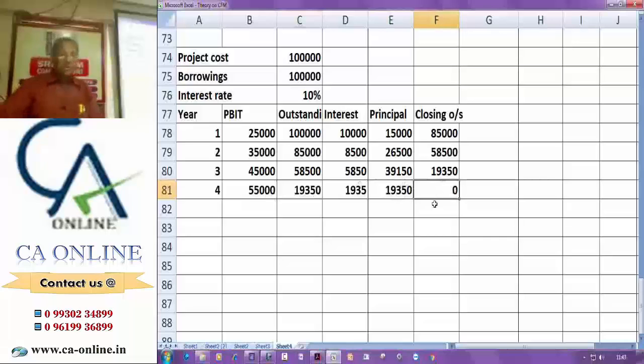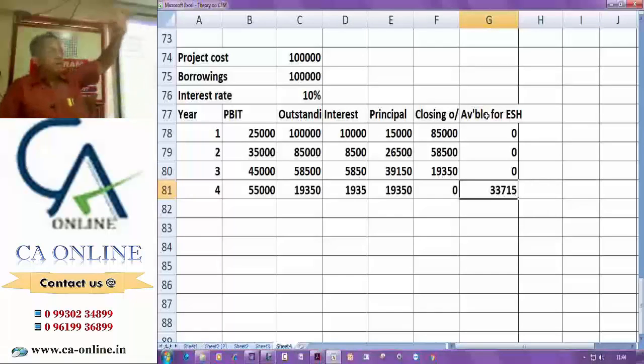0. Now I am providing one extra column. Available for equity shareholders. How much is the sum that is available to equity shareholders? Equal to first one 25,000 minus interest minus principal, 0. Second year how much? 0. Third year 0. What is that for the last year? Come on. 33,715. So if anybody is not knowing about 33,715, please just ask the remaining members in the class, because all of them are knowing.